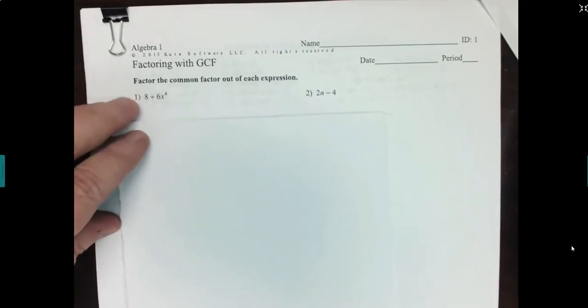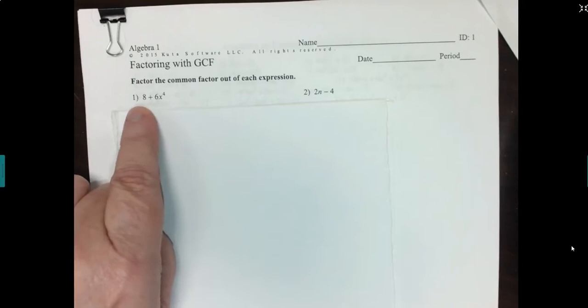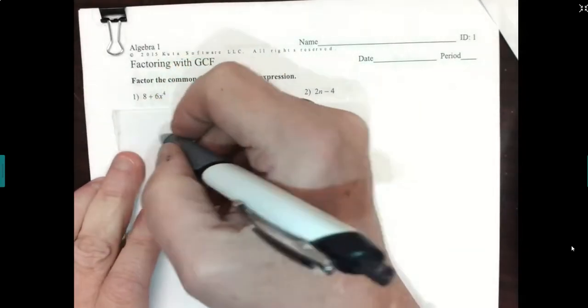So in your Canvas, I've posted some of these CUDA sheets. And so let's just start with some of the simple ones. It says factor out the common factor. So I have an 8 here, and I have a 6x to the 4th. And an 8 and a 6 have a 2 in common.